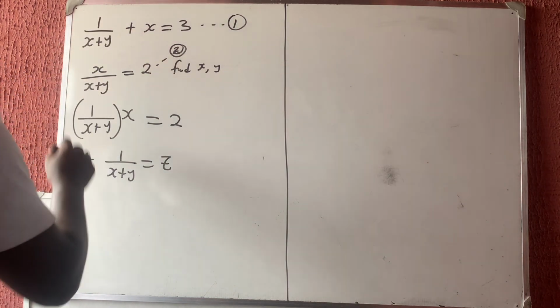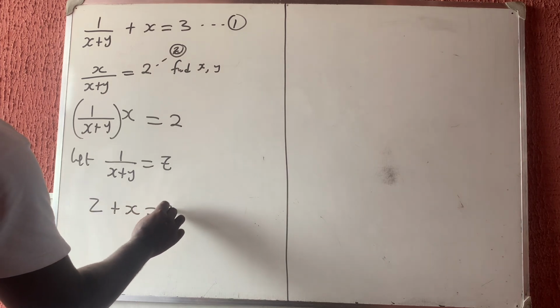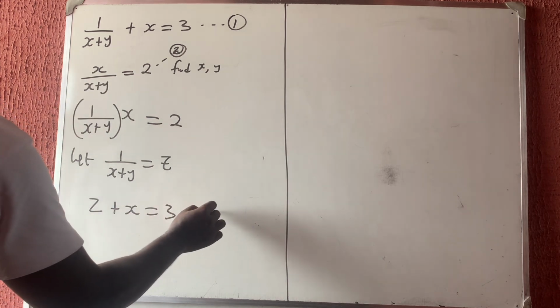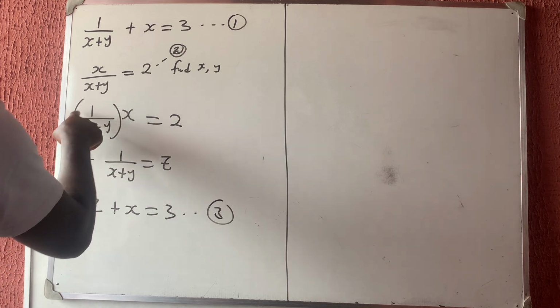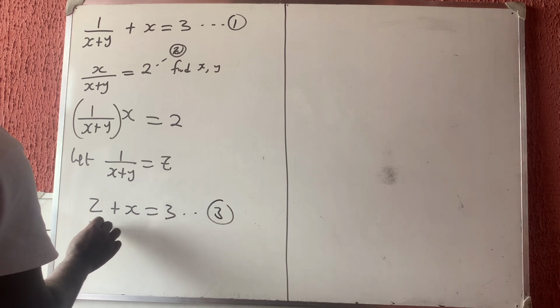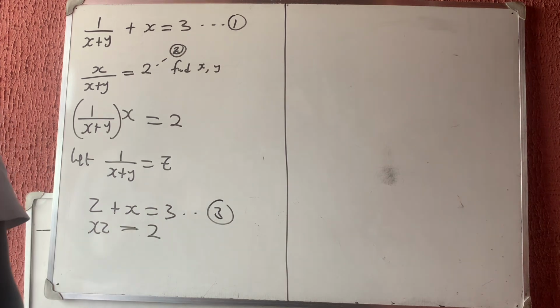So in the first equation, I'll be having z plus x is equal to 3. Let me call this equation 3. Then from equation 2, I will now have z here, so z times this, I'm going to have zx or xz, anyone. So xz is equal to 2. Let me call this equation 4.